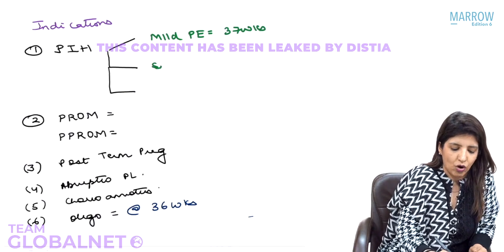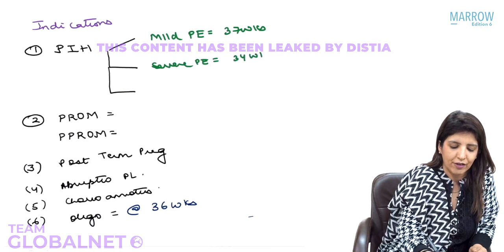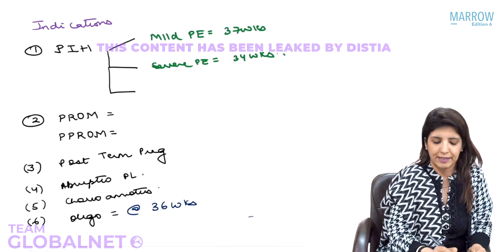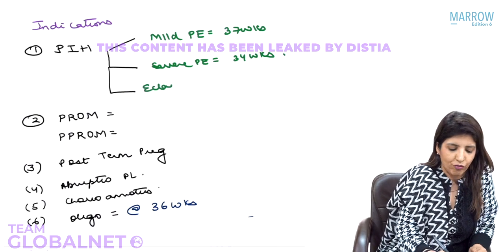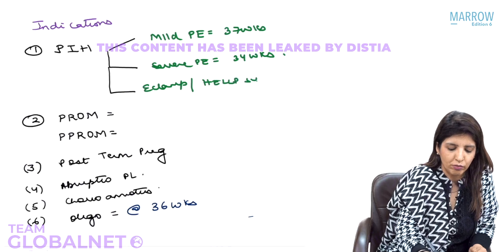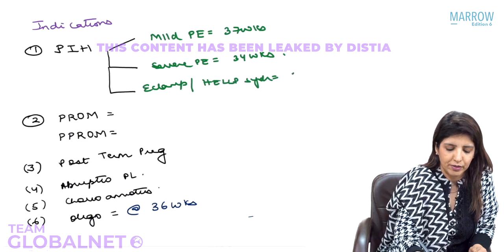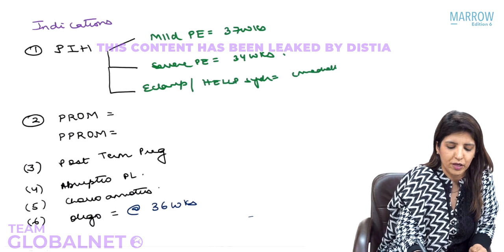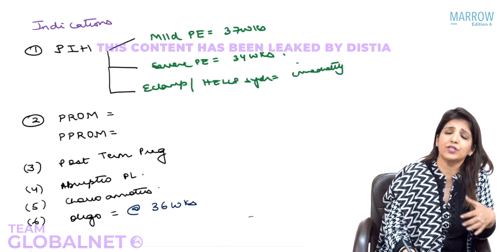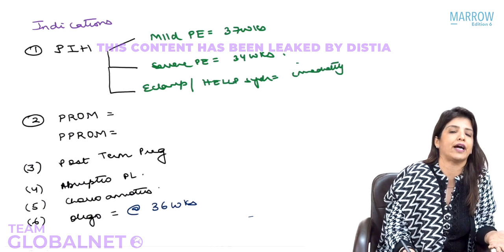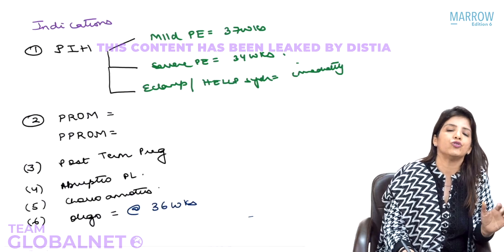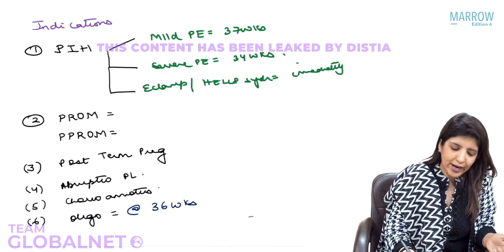In case of severe preeclampsia, you induce labor at 34 weeks of pregnancy. And in case of eclampsia or in case of HELLP syndrome, you initiate labor immediately. The moment the patient has a convulsion or the moment you make a diagnosis of HELLP syndrome, you will induce labor, right?